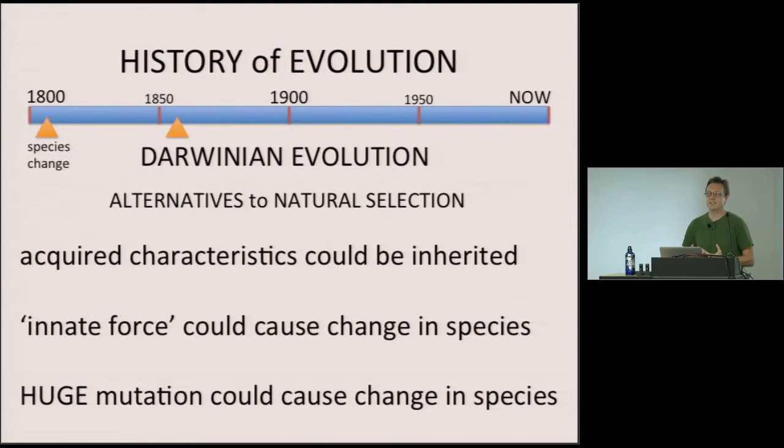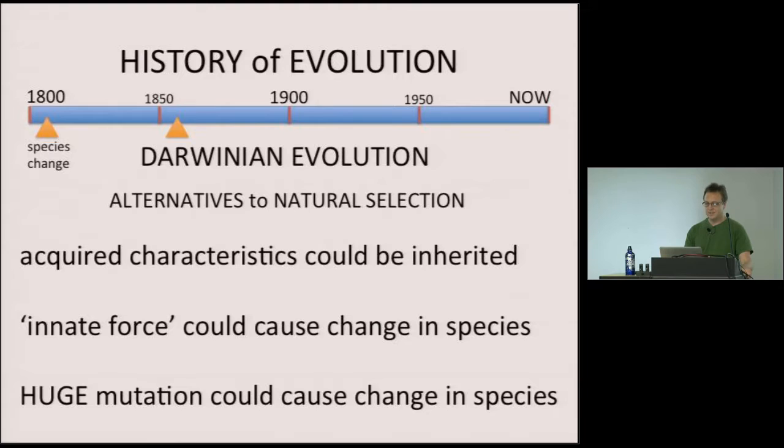You can't acquire something during your lifetime and then pass it on to your progeny. But some researchers think that that could happen. Interestingly, epigenetic inheritance does sort of bring this back into view as a potential force that's working in evolution.